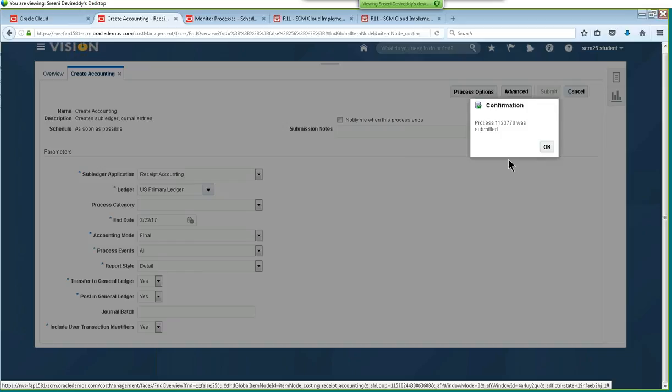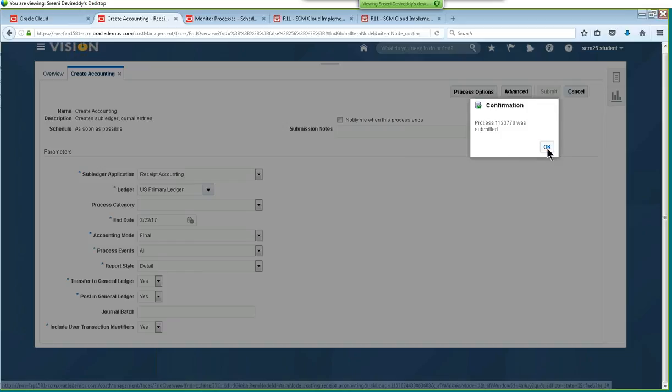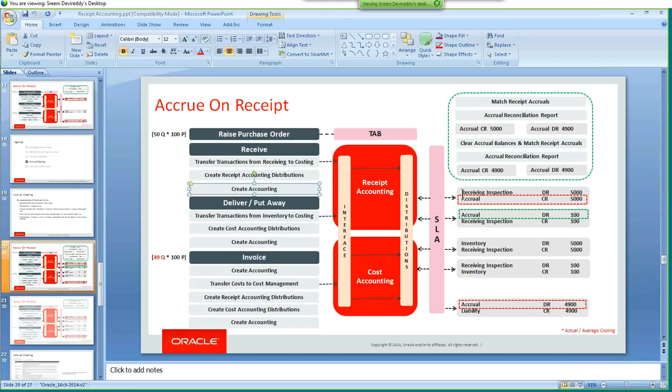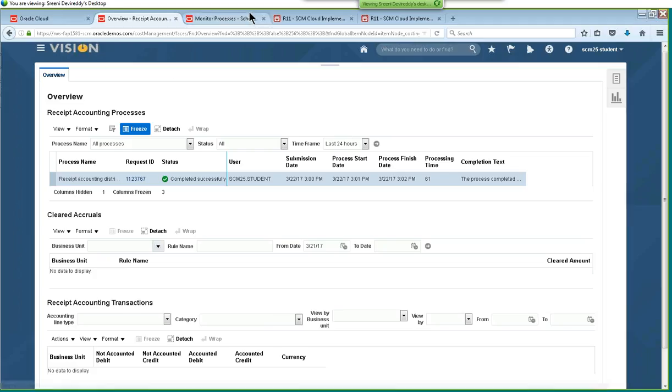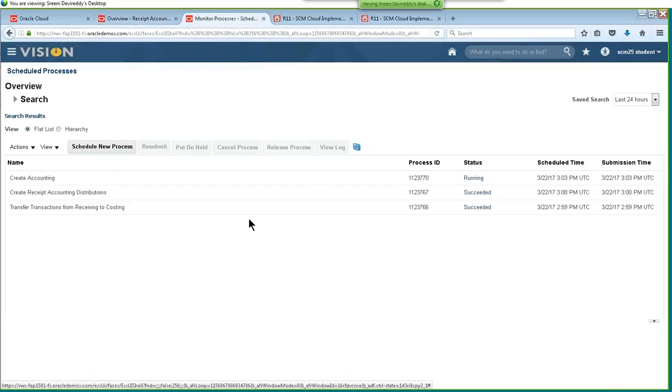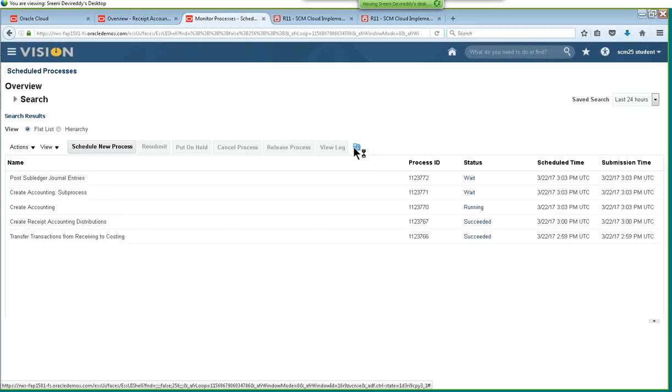Okay, so what did we do so far? We are here. So we did this, this, and this. Now what should be the output? The SLA must have created output. So we should be able to see this receiving inspection to accrual. So let's wait for the accounting program to complete. Let us query this program to see where it is. It's still running. Once it is complete, I would like to show you the journals. And then we'll move on to the next step of invoicing.